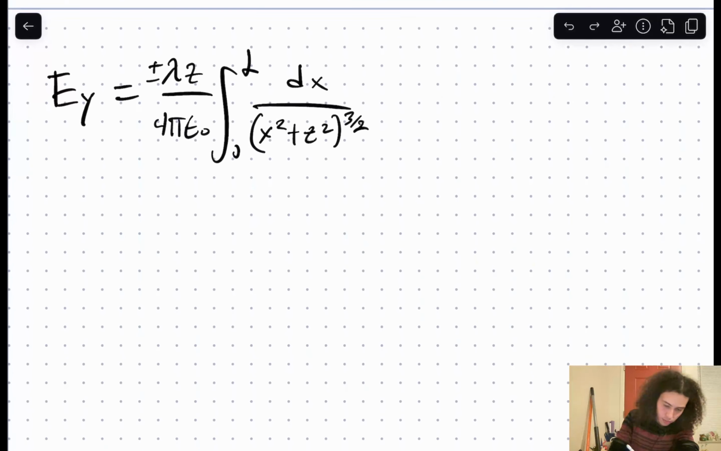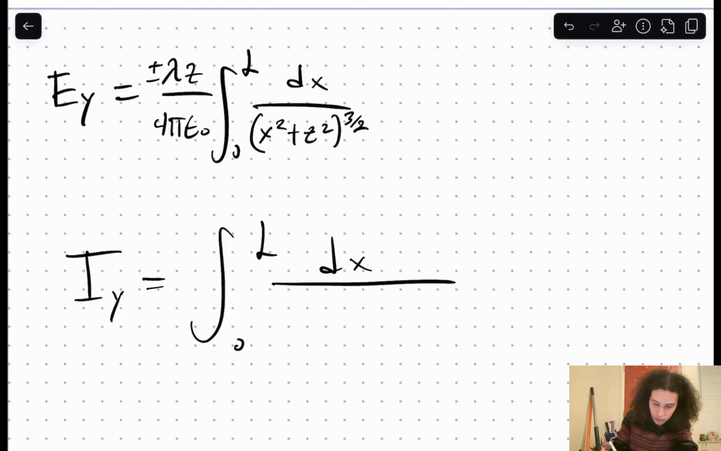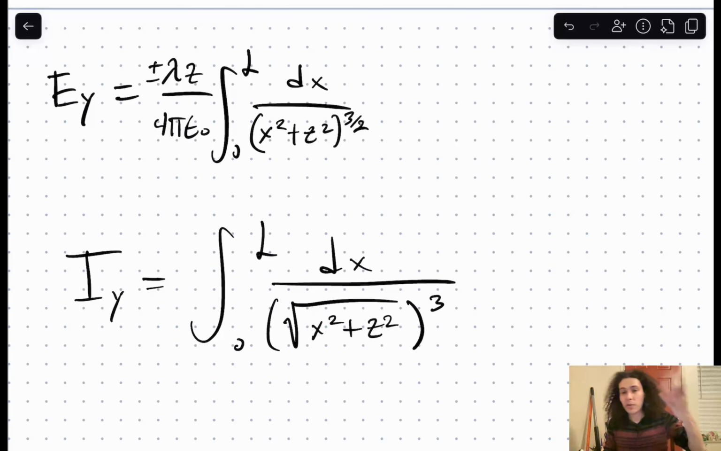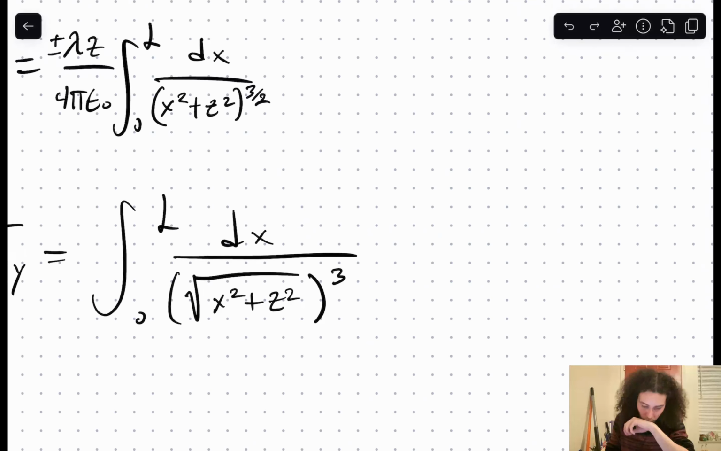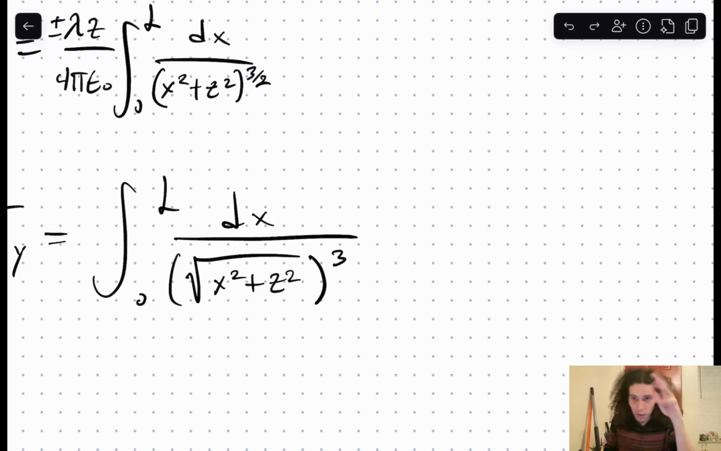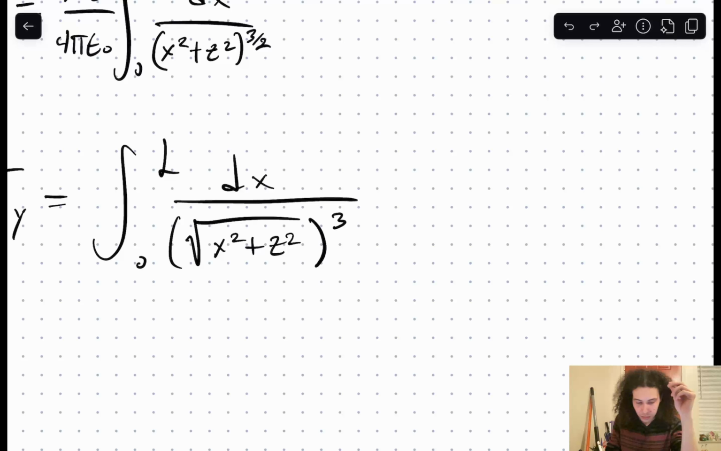So okay, let's go ahead and call it Iy, the integral from 0 to L of dx over the square root of x squared plus z squared, to the power 3. And this is the same thing. Remember, the square root, the argument to the power 1/2, is the square root. And 1/2 times 3 is equal to 3/2. So the square root is kind of hidden in there a little bit.